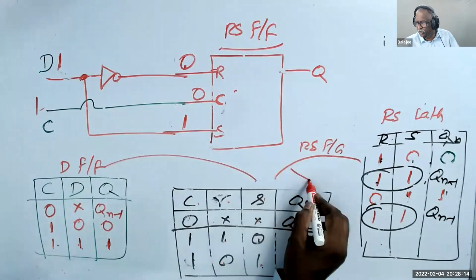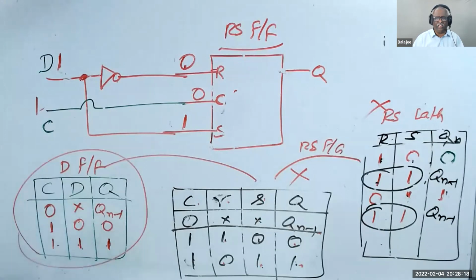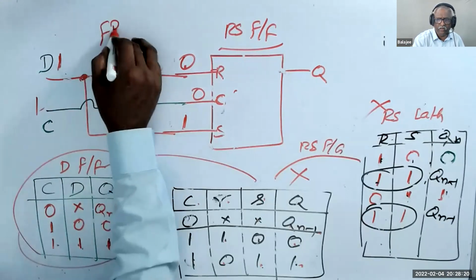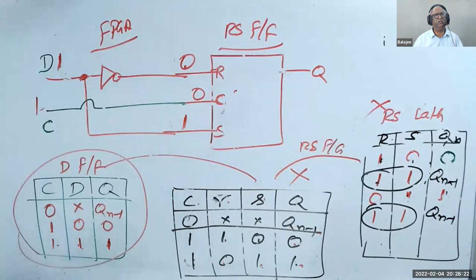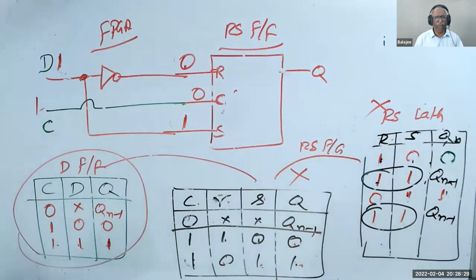One important information. This and all we don't use nowadays. Gone. These are all gone. We use only this. The entire FPGA, the entire microprocessor, everywhere we use only this. Nothing else is used. We use only D flip-flop.